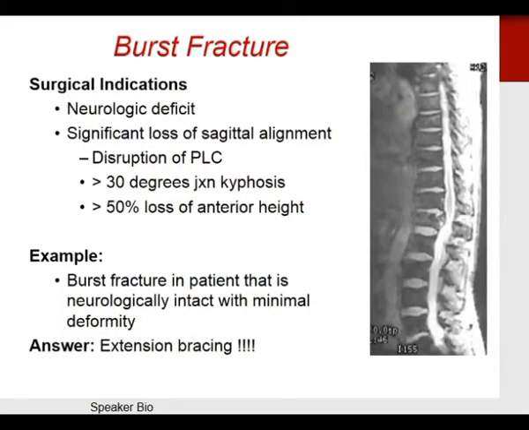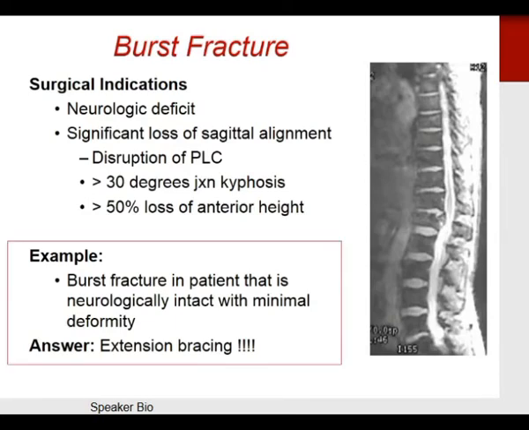Surgical indications include evolving neurologic deficits, loss of sagittal alignment, and secondary disruption of the posterior ligamentous complex. In these cases, 30 degrees of kyphosis or greater, retropulsion of greater than 50%, or loss of anterior height of 50% suggests that the PLC may be disrupted. The gold standard remains obtaining an MRI to determine the integrity of the PLC. However, if a patient has acceptable alignment and is neurologically intact, extension bracing is acceptable for the treatment of a stable burst fracture.